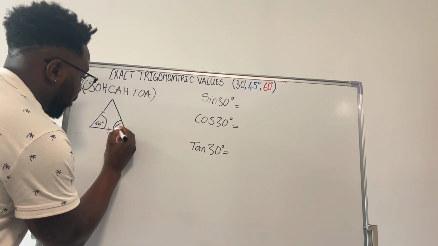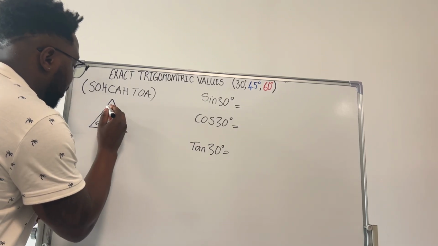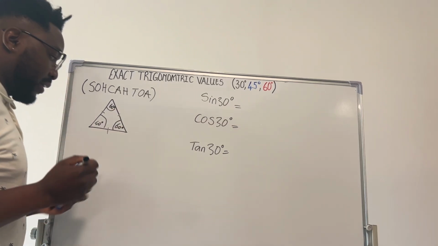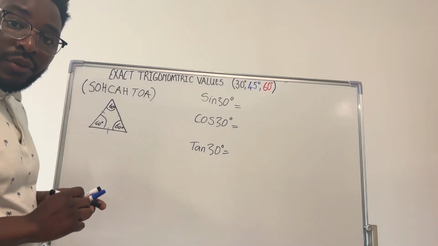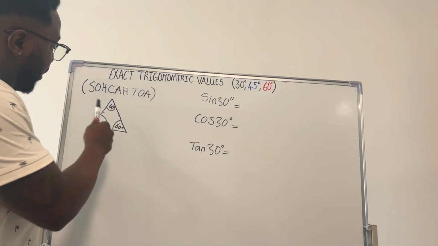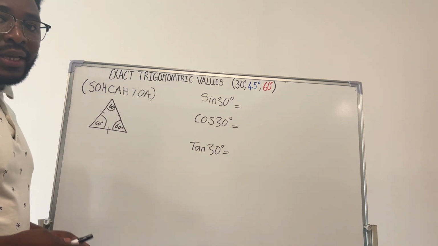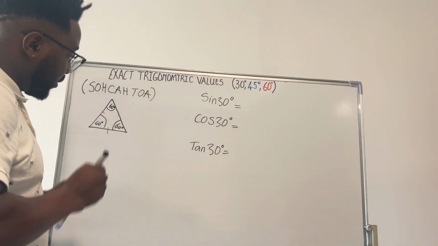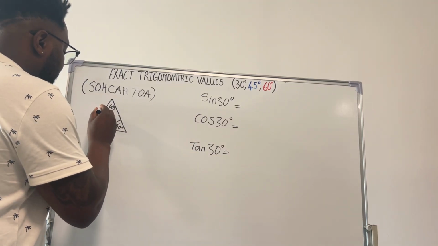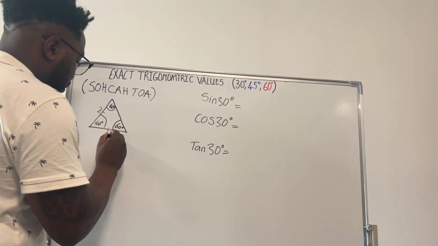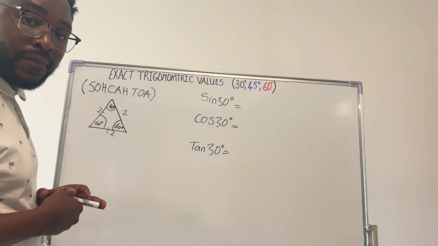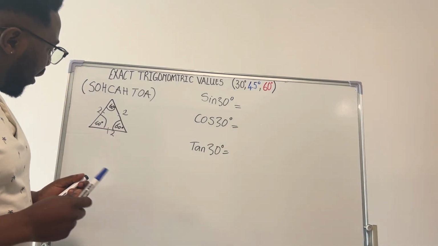This angle is also 60 degrees, and that angle over there is 60 degrees as well, right? And if it has equal sides, let's give each equal side a unit of 2. Yes, each equal side a unit of 2.